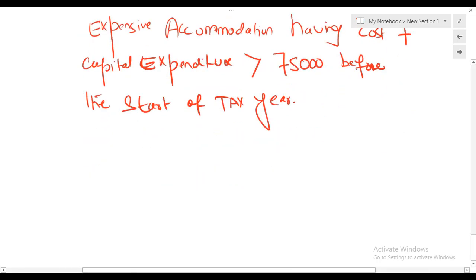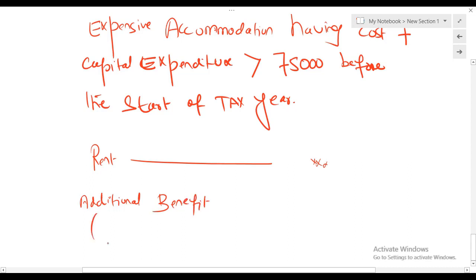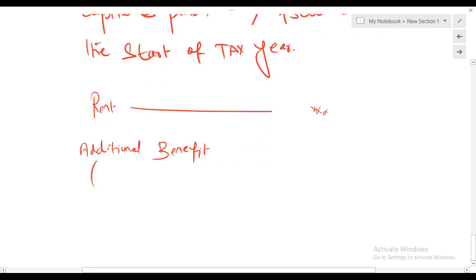How do we calculate additional benefit? Let me tell you this. We have a rent benefit, then simply add the additional benefit. For example, original cost plus capital expenditure before the start of the tax year is, let's say, 120. You deduct 75,000, which is fixed, into 2%. 2% is the official interest rate in the Finance Act 2021. Then into n upon 12. Why n upon 12? If the employee has been given a property during the tax year, let's say he did not have the property for the whole tax year, then n upon 12 also comes. So assuming before the start of the tax year, original cost plus capital expenditure, the value is 120. From this, I need to deduct 75,000 and then take 2% of this and then n upon 12.